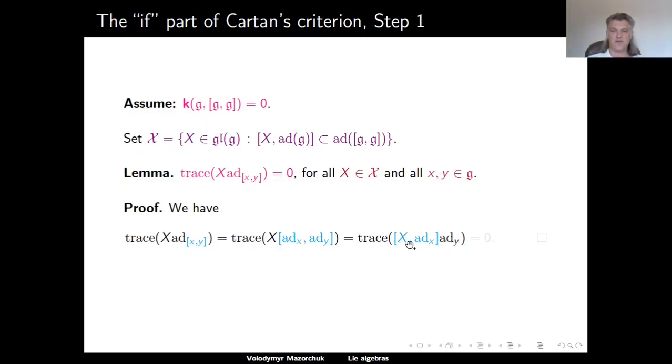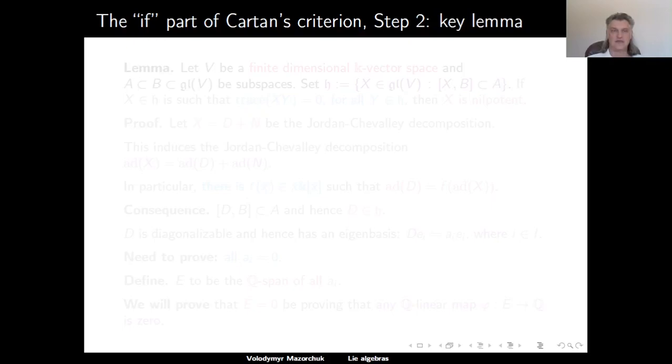Now the commutator of X and ad X belongs to the image of the derived algebra under the adjoint representation because of the definition of our X. The element here belongs to the image of the derived algebra under the adjoint representation. And here we have the adjoint operator for some element in G. Using the assumption that the derived algebra is orthogonal to G with respect to the Killing form, we get that this trace equals 0. So now we have to discuss the key lemma which is used in this part.